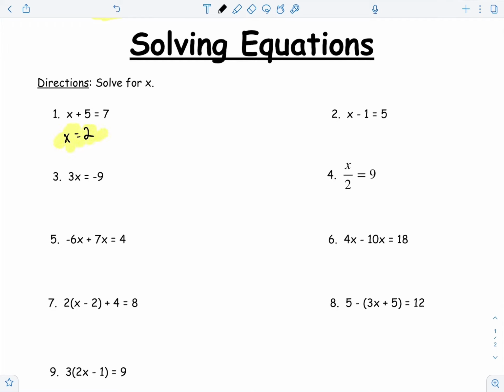Number 2, we have x minus 1 equals 5. What value of x is going to make this statement true? What minus 1 gives us 5?